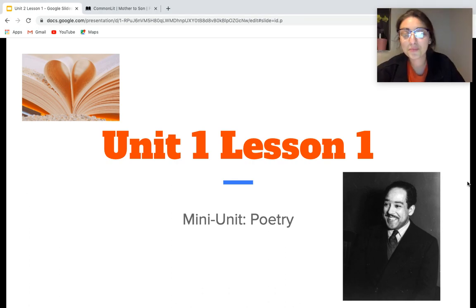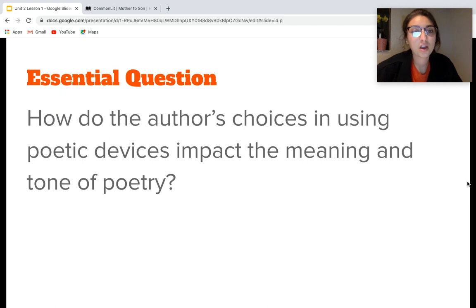All right, so as you can see here, mini unit. We are talking about poetry. We talked about poetry a little bit in school, but this is going to be a new type of poetry that we're going to be looking at. All right, so our essential question: how do the author's choices in using poetic devices impact the meaning and tone of poetry? This is the question that's going to take us through our entire poetry unit.